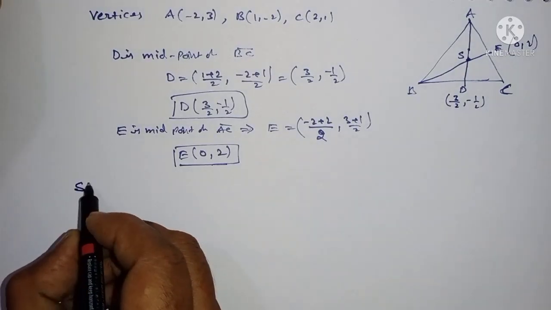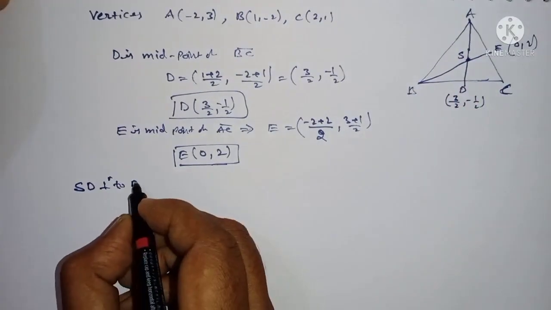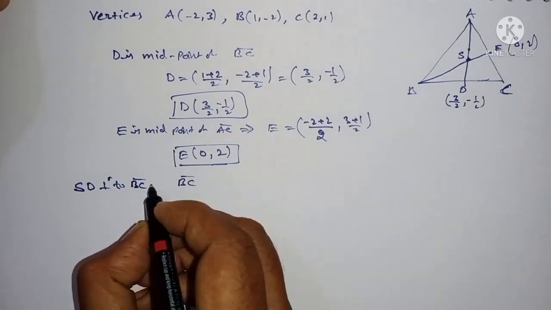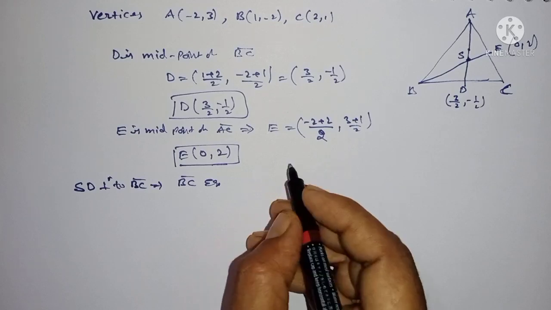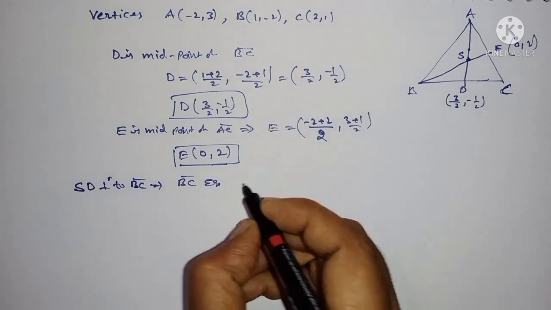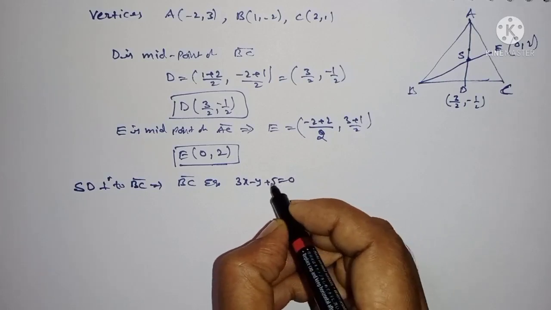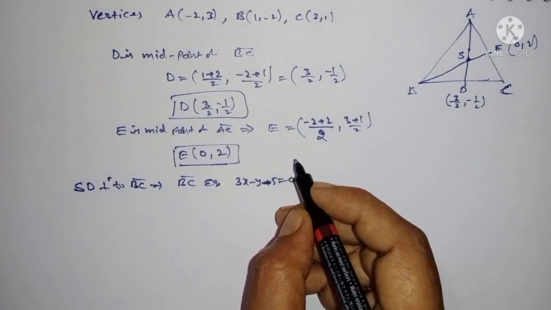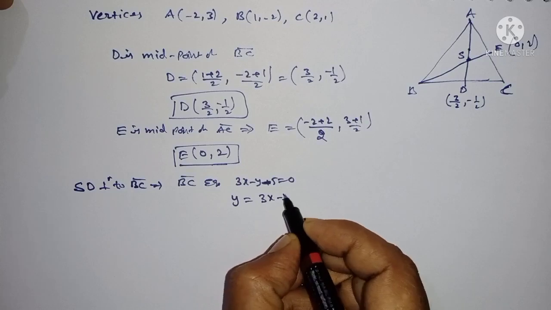Observe here, SD is perpendicular to BC. Therefore, BC equation I am writing first. What is the BC equation? BC equation is first one. 3x minus y minus 5 is equal to 0. This can be written as, bring this side, that is y is equal to 3x minus 5.